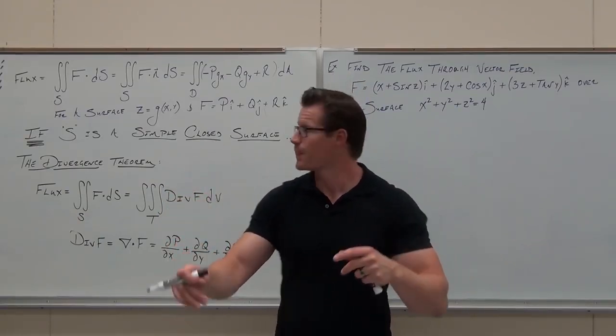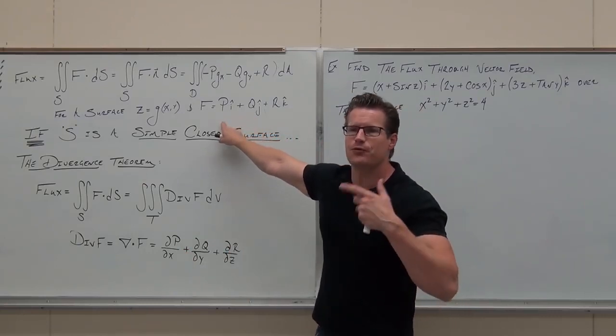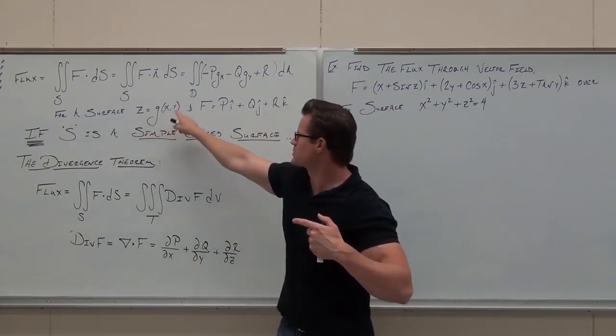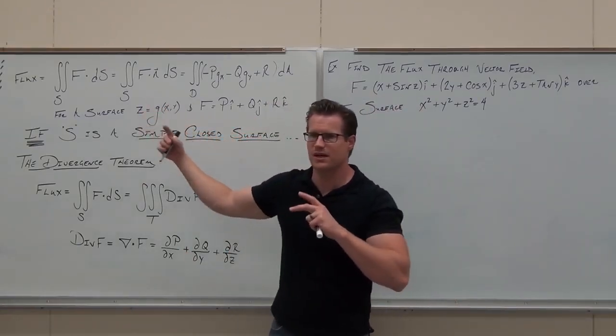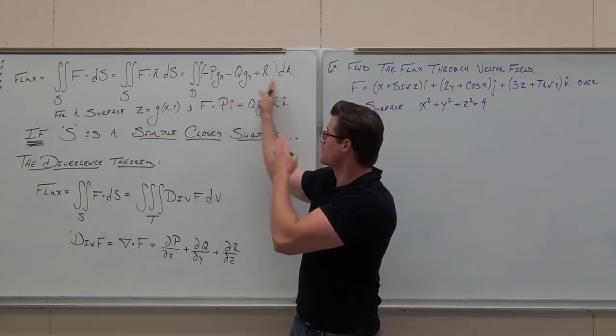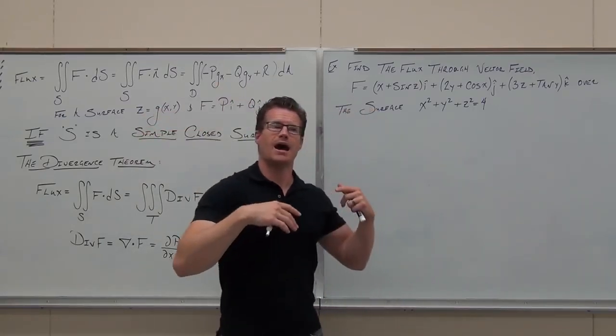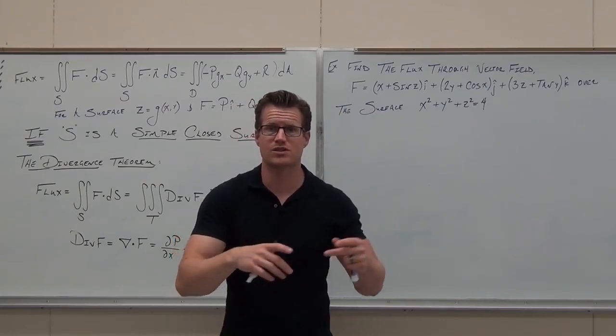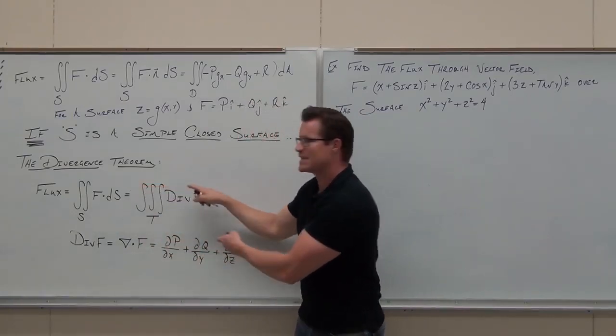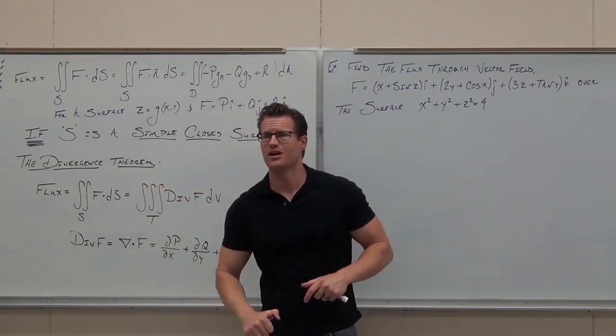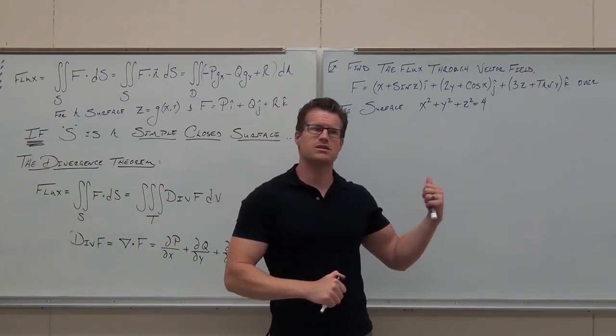How can we calculate it? One way is just like that. If we can define the surface as z equals a function of x and y, we can do it just like that. We've already done that. If we have a simple closed surface, things get even easier. You go, triple integrals are easier? They can be. Let's take this example.